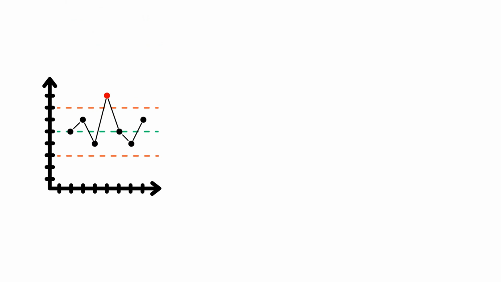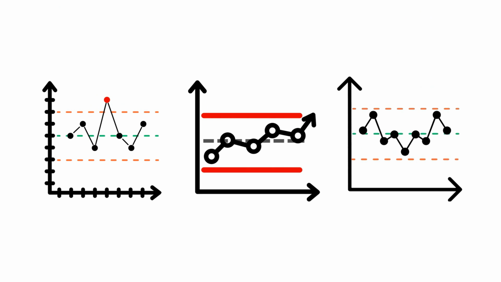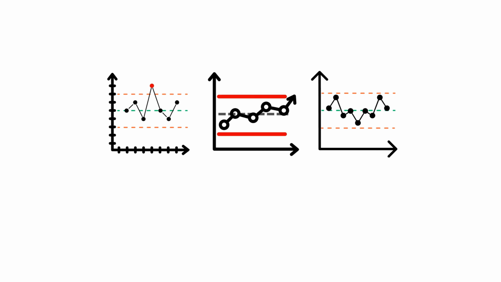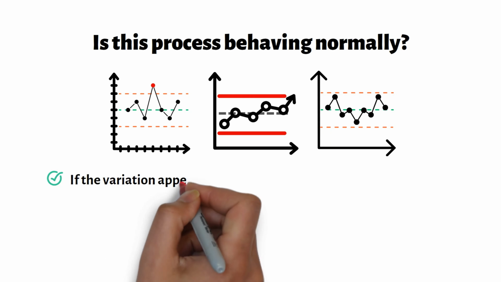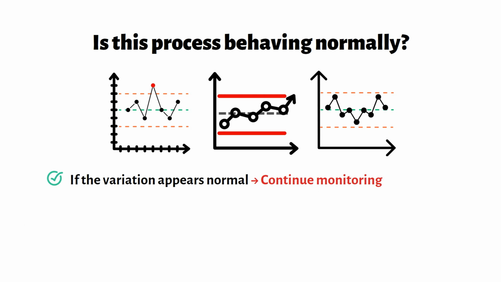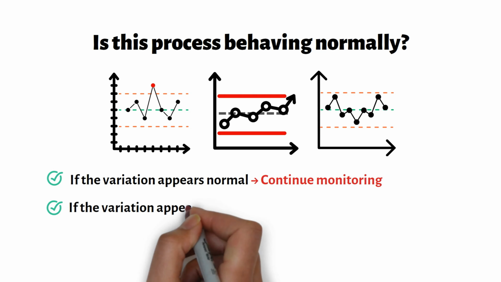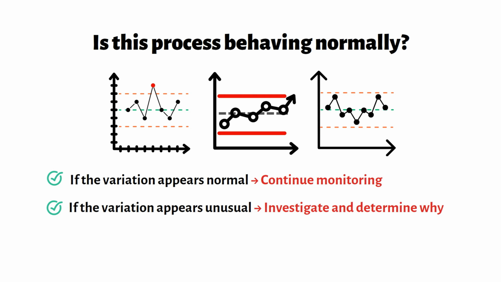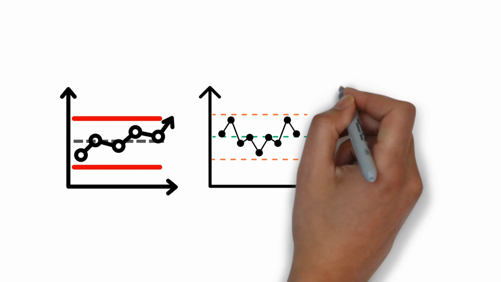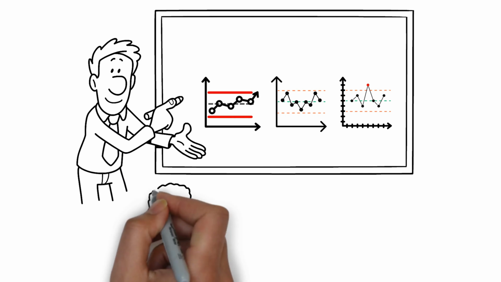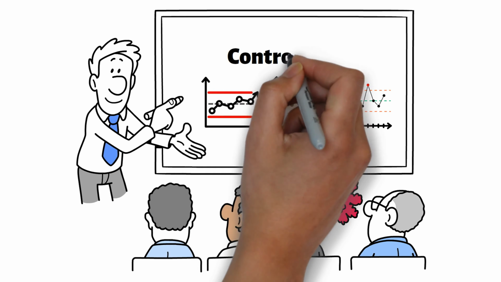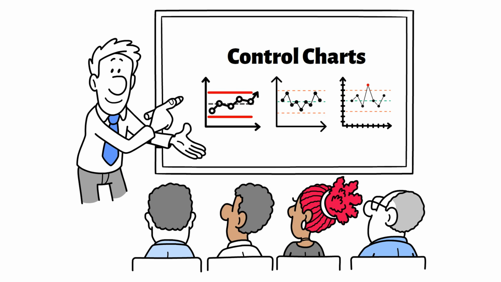When using a control chart, the project manager is really trying to answer one simple question: is this process behaving normally? If the variation appears normal, continue monitoring. If the variation appears unusual, investigate and determine why. The goal is to understand the difference between normal variation and meaningful change. And that ability to distinguish between the two is what makes control charts such a valuable quality management tool.